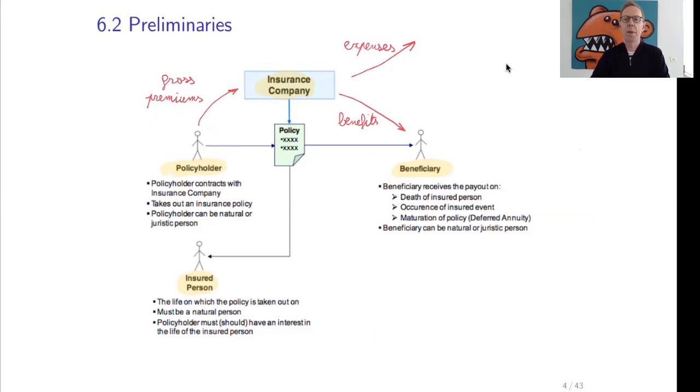What happens now with the cash flow transfer? The policyholder will pay gross premiums to the insurance company. Gross premiums means he pays for the insurance benefits, but also for the expenses related to the policy. And the insurance company will then pay benefits to the beneficiary, but will also make expenses related to the maintenance and the keeping of the policy.